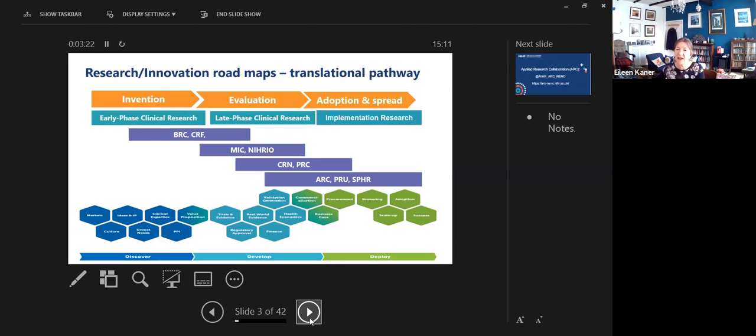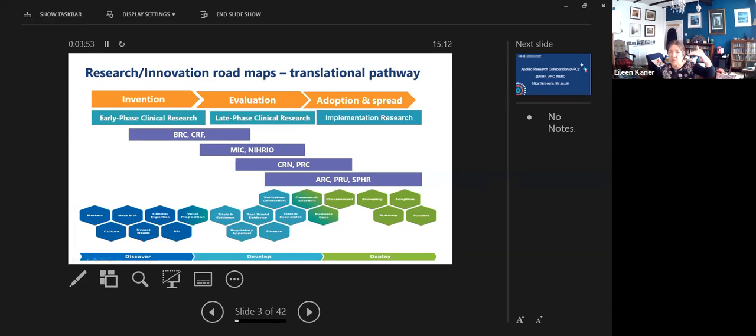A lot of research follows the same sort of process from the original invention or idea or discovery through to testing things out in the real world and then trying to get them taken up by doctors and nurses and social workers and other people who need to use those technologies for patient benefit. And these infrastructures that we're going to focus on, they sit all the way along this research or innovation roadmap. It's sometimes called the translational pathway.